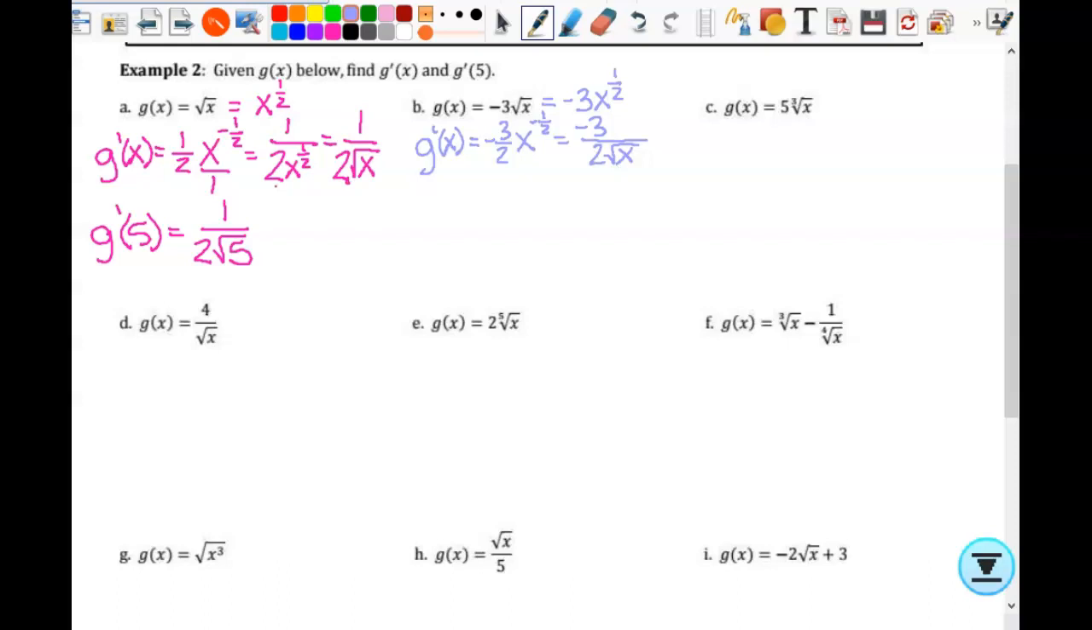We good on that? Where everything came from? Yes? All right, so then I want g prime of 5. That's negative 3 over 2 times the square root of 5. What questions you got? We good? All right, let's look at this 1/3.